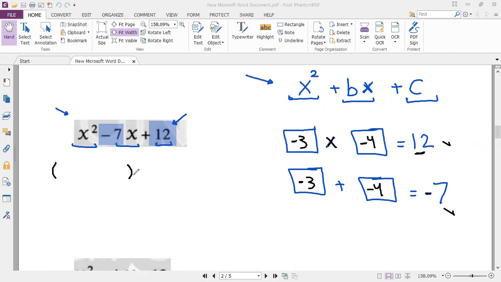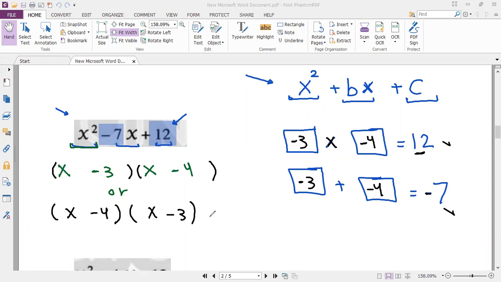So open two pairs of arcs here and write x here as the first term and write x here. x multiplied by x is x squared. And write here negative 3 and write here negative 4. When multiplying them, negative 3 times negative 4 is 12. And when adding negative 3 to negative 4 is negative 7. Also, you can write it as x minus 4 multiplied by x minus 3. That's right. Both of them are right.